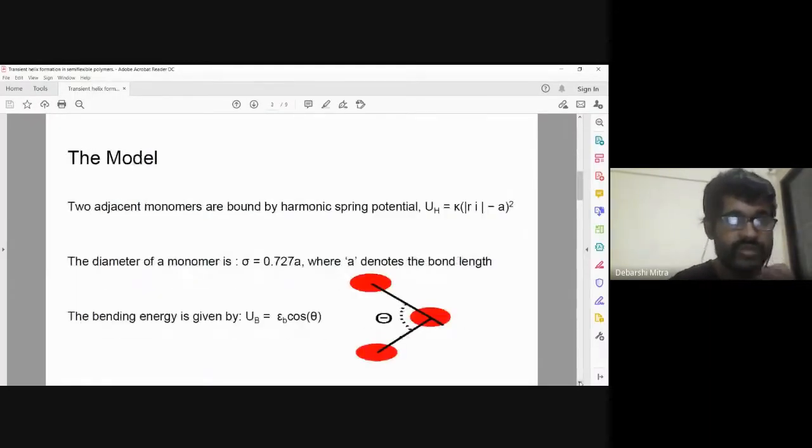I'll briefly describe the model. We use the bead spring polymer model where any two adjacent monomers are bound by the harmonic spring potential. There's a three-body interaction which imparts a semi-flexibility to the chain, which is given by epsilon b cos theta. As the schematic here shows, any three monomers along the chain describes an angle theta. The energy term, which is given by epsilon b cos theta, penalizes the presence of these sharp angles.